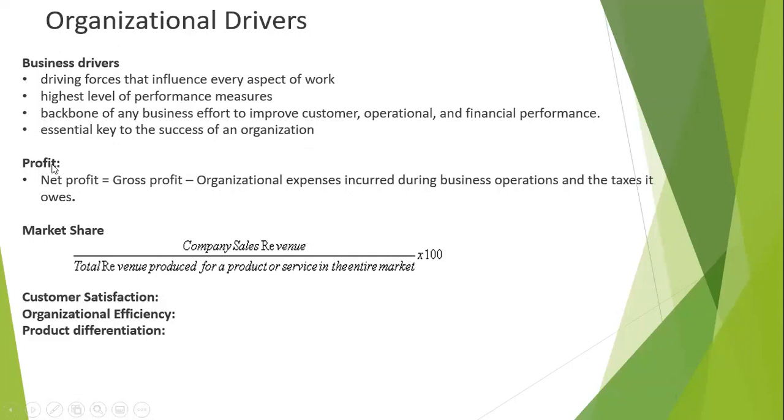So there are around 6 organizational drivers. Profit, you know very well, right? Profit is the main blood of any business. Without profit, no business can run. So what is the profit? Net profit is nothing but your gross profit, meaning what income you are getting and what your expenses are.